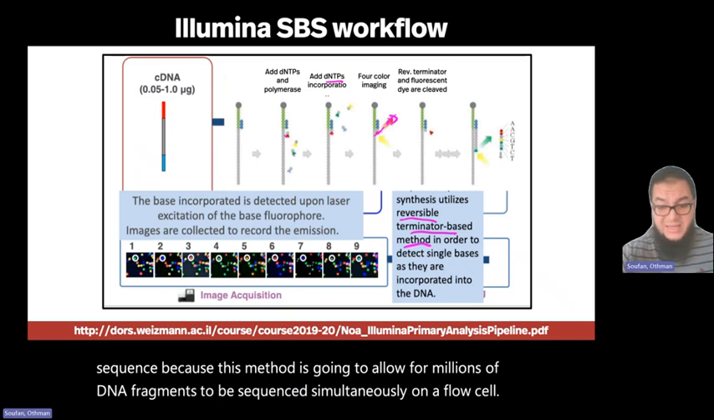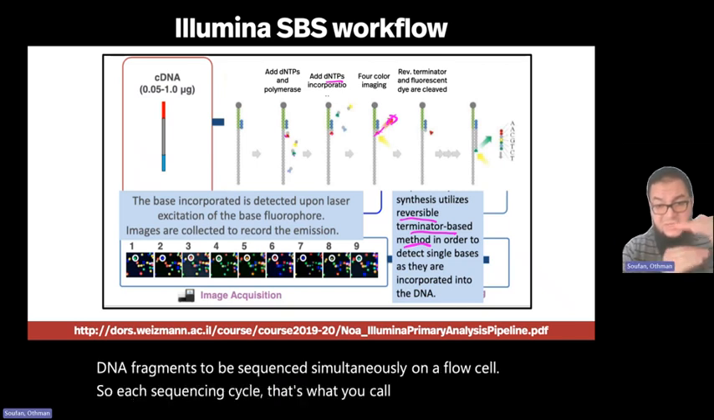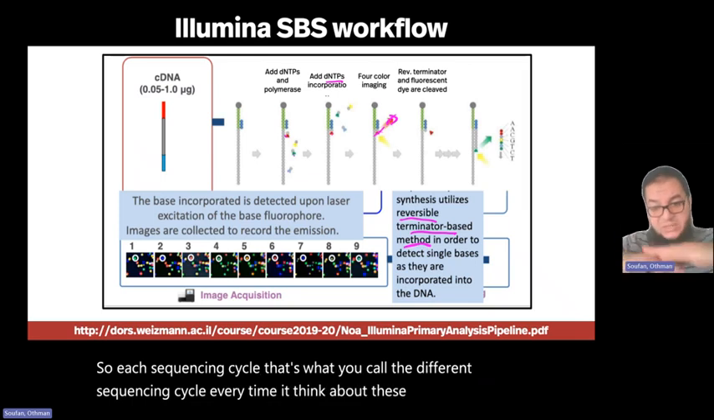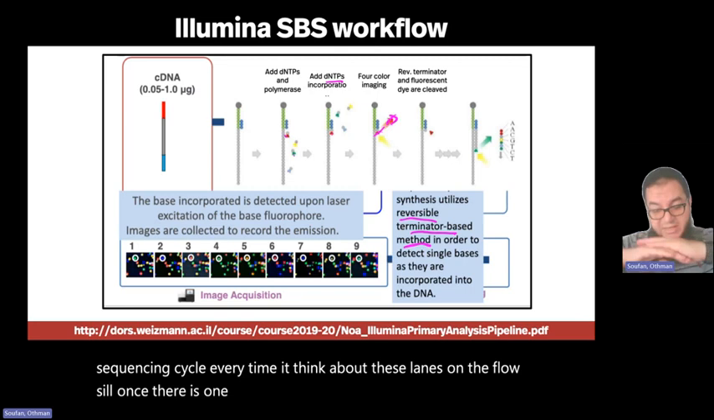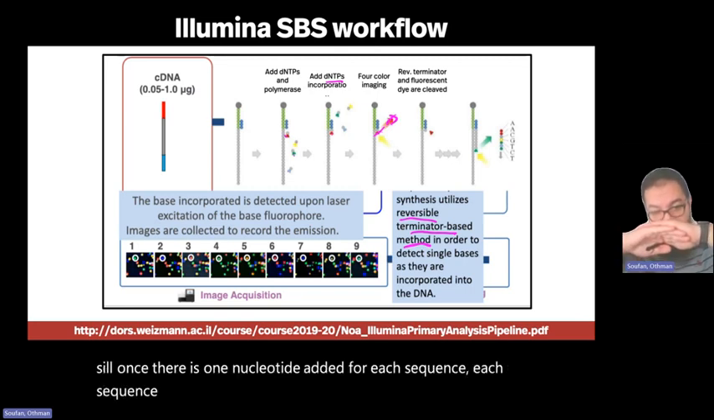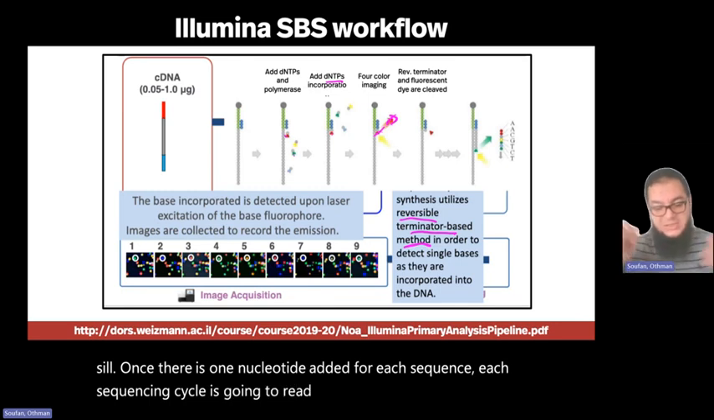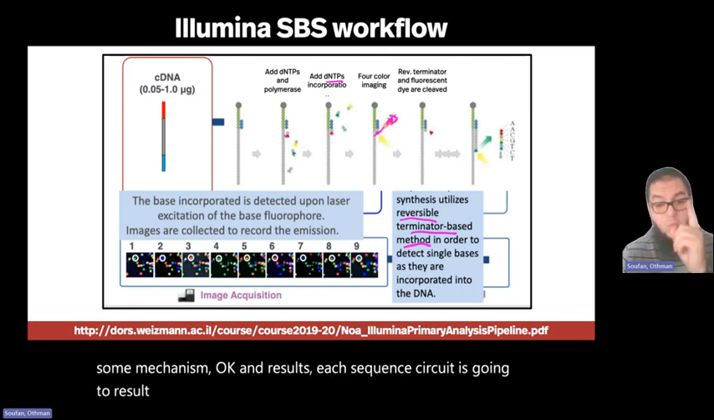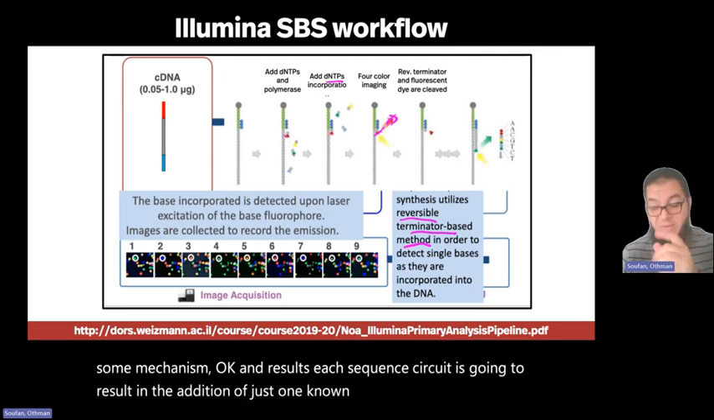So each sequencing cycle, that's what you call a different sequencing cycle. Every time, think about these lanes on the flow cell. Once there is one nucleotide added for each sequence, each sequencing cycle is going to read and try to image that through some mechanism. Each sequencing cycle results in the addition of just one known nucleotide to each fragment.